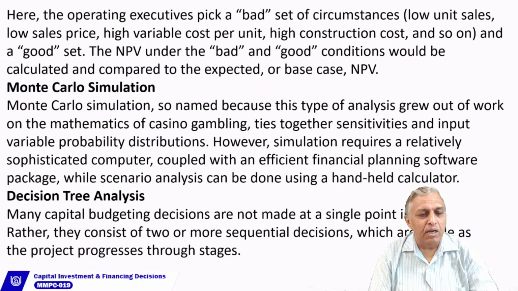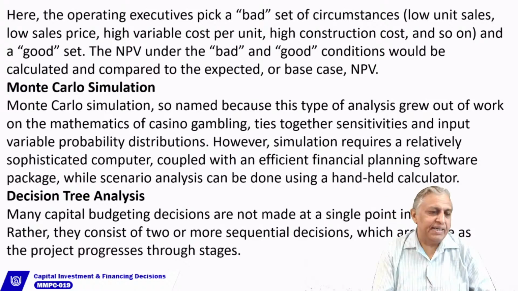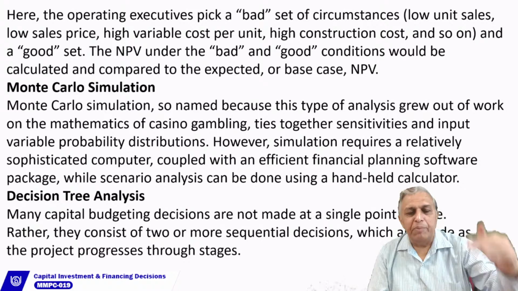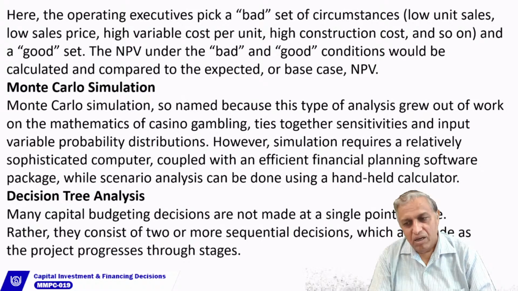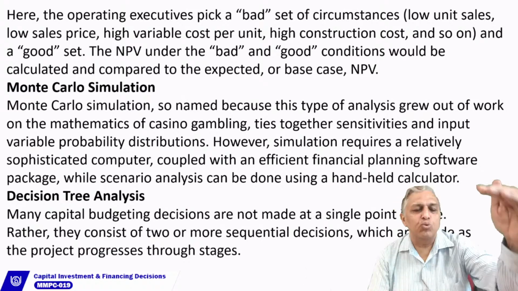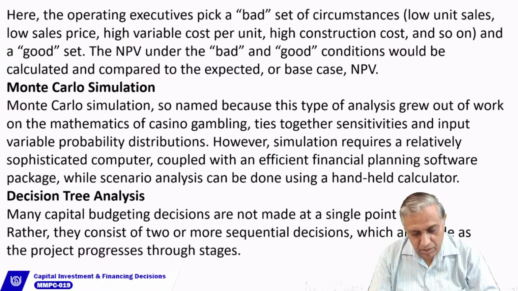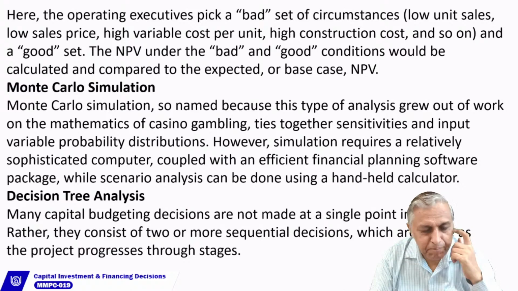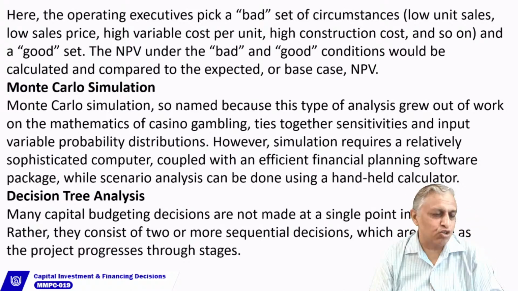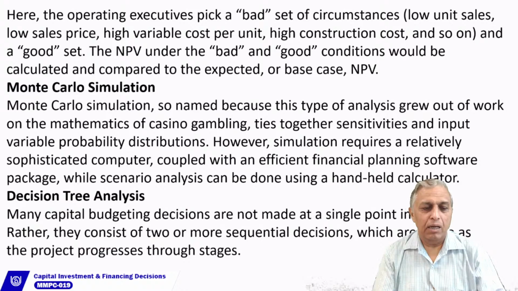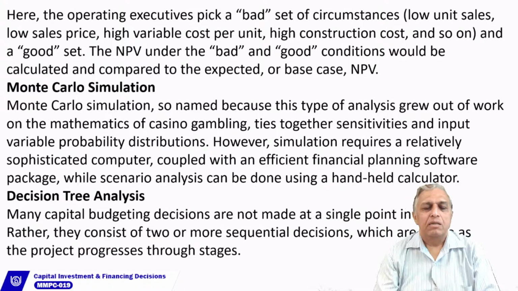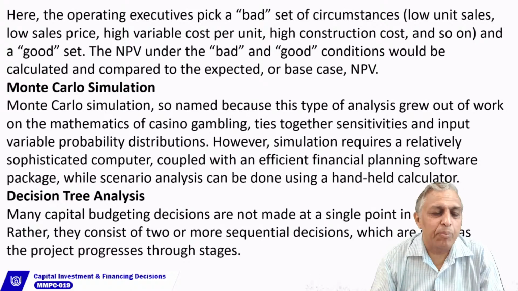Decision tree analysis. Friends, many capital budgeting decisions are not made at a single point in time. It may be gradual, it may be sequential, it may be step by step. Rather, they consist of two or more sequential decisions which are made as the project progresses through stages. This gives us an idea that our cautious movement does not stop at any moment. So we go along with the policies and the strategies as the progress of the project goes along.